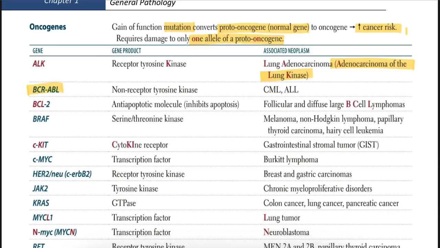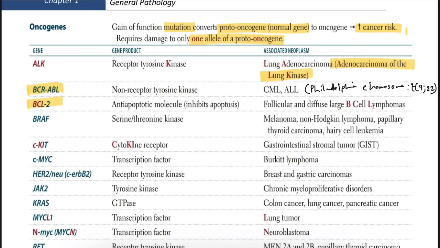Next gene is BCR-ABL. It is a non-receptor tyrosine kinase. We can see it mostly in CML. One important thing is that in the exam they may ask about the chromosome for this BCR-ABL gene, that is the Philadelphia chromosome, t(9;22). So this is the chromosome.